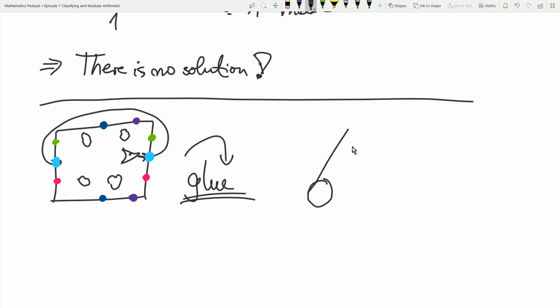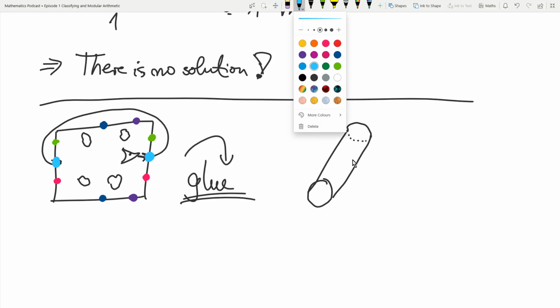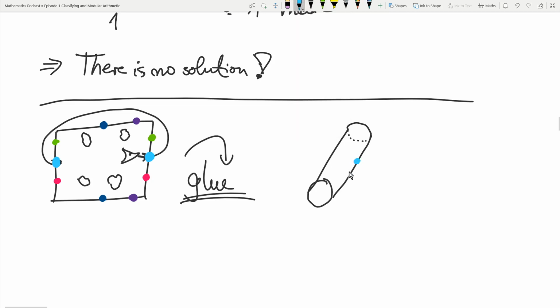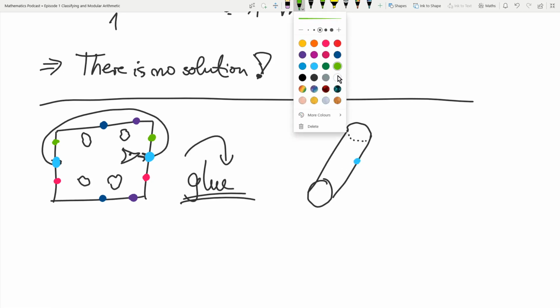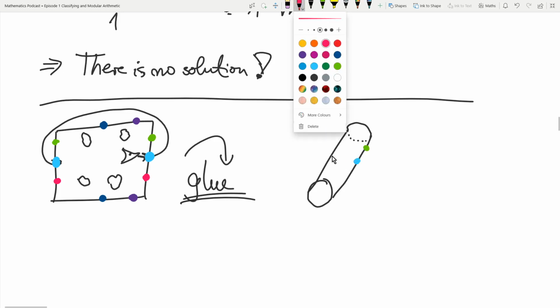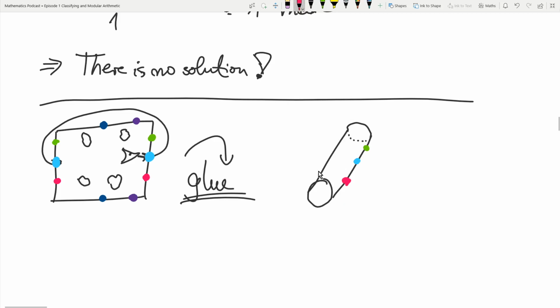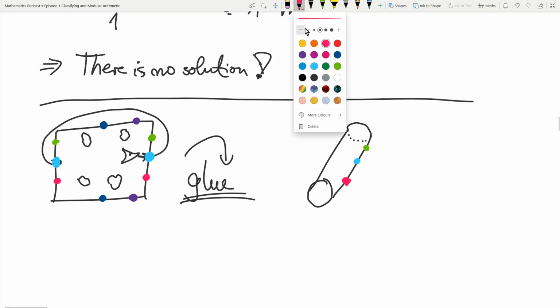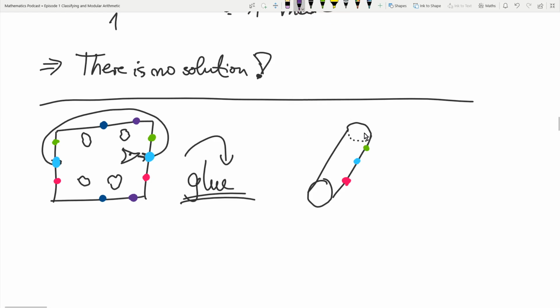I guess like this, where the blue dot now lives here, for example, right? This looks about right. The green dot lives about like here. The pink dot lives like here, right? But we still didn't connect the purple and the dark blue dot. Maybe they are like here. Well, let's glue again.